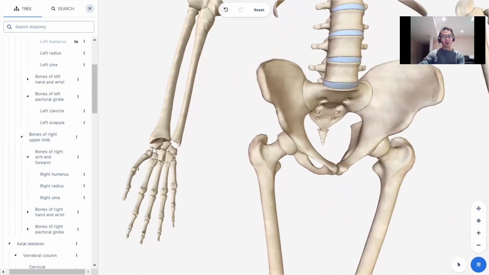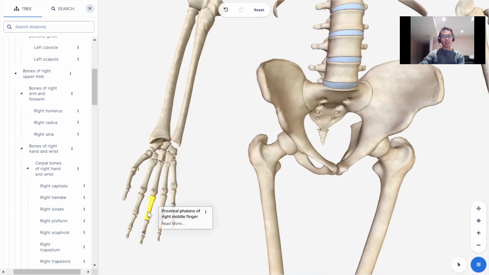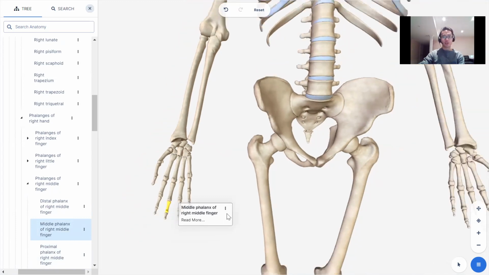So these small bones, they are the carpals, C-A-R-P-A-L. Okay. And then we have the metacarpals. And then the finger bones are the phalanges. Okay. Phalanx for singular, phalanges are plural. Okay, so 7 carpals, right? And then we have the 5 metacarpals and 14 phalanges.